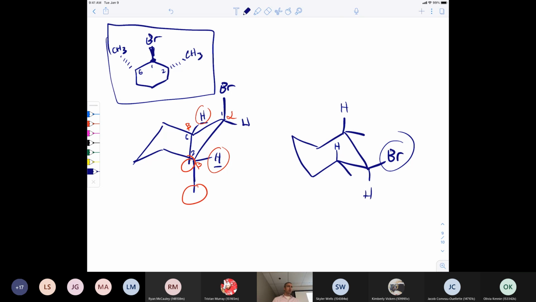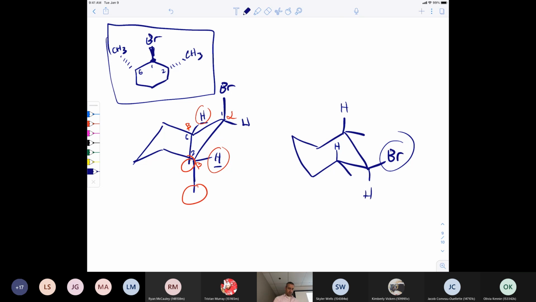A molecule like that will not do E2. And here's an easy way to remember it. The bromine and the hydrogen have to be trans. You could draw the rings like I have and so on, and that explains why they have to be trans.